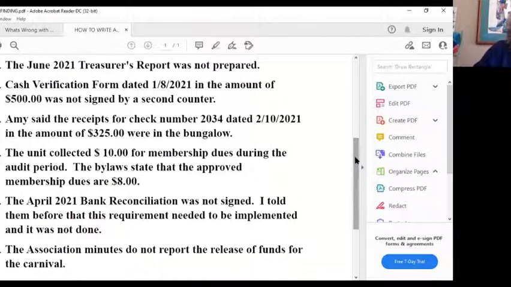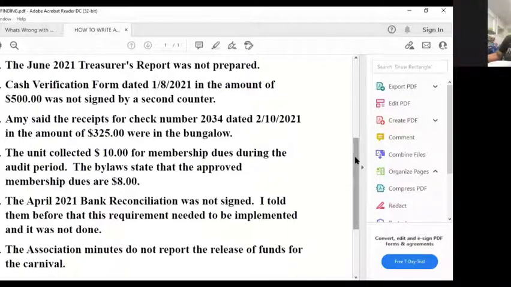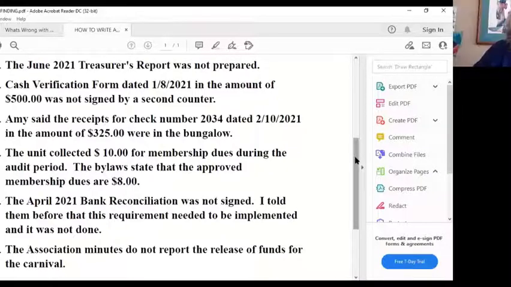Okay, we're saying the June 2021 Treasury report was not prepared. Is that a good statement? No, because we had said that it was not submitted. We want to say it was not submitted. We don't know if it was not prepared. Next: cash verification form dated 1/8/2021 in the amount of $500 was not signed by a second counter. And that is a good statement. That's a statement of fact. It's clear, concise. It gives all the information of the cash verification form that's being referred to.